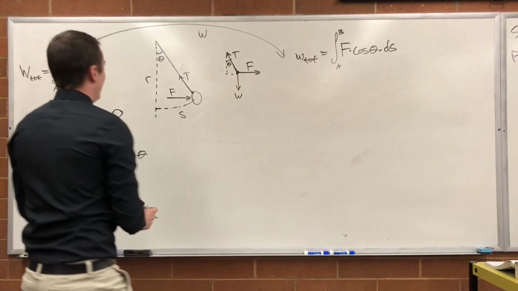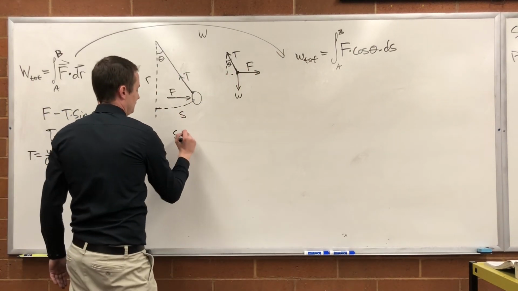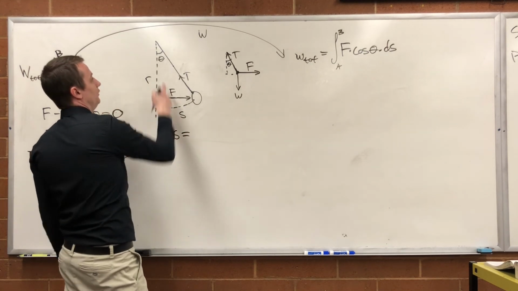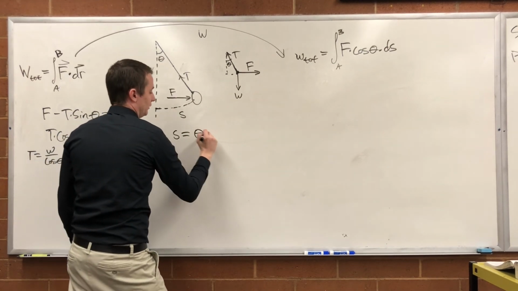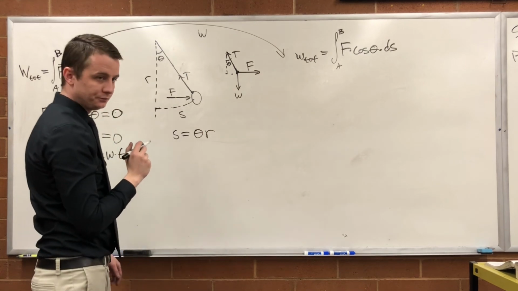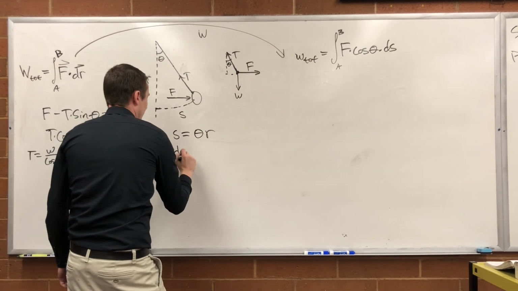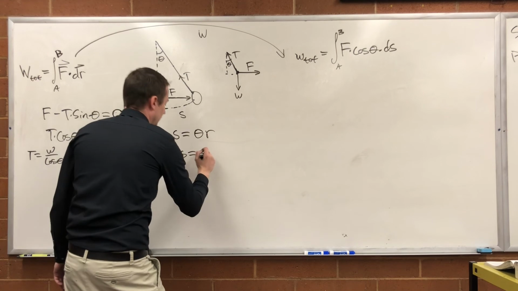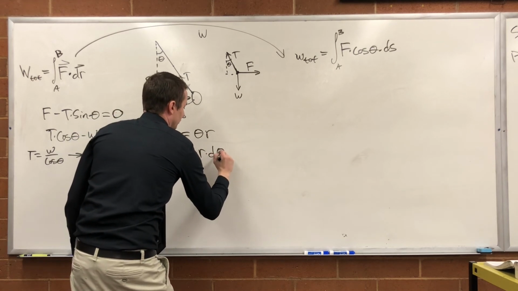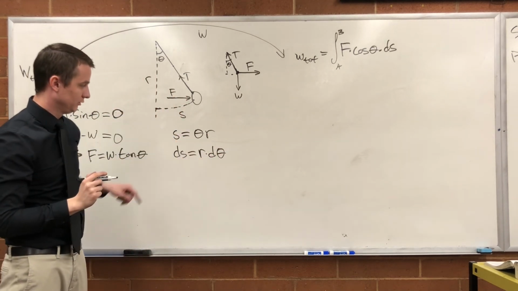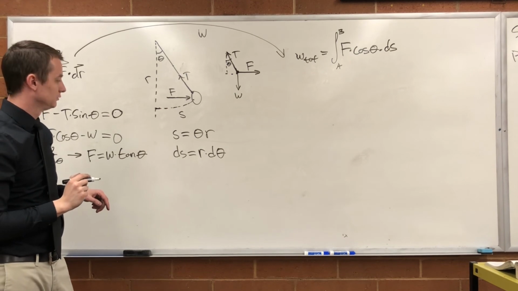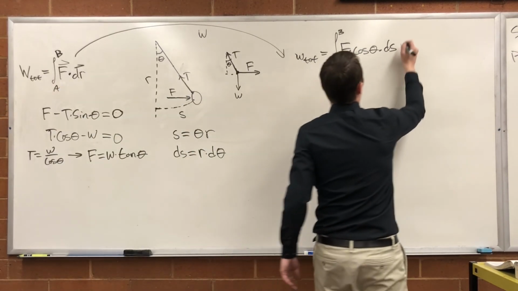Now we know that s here is arc length. How do you get arc length if you know theta? It's just theta times r. So ds then is going to be r times d theta. R is just constant. R times d theta. So that's the substitution we're making here.